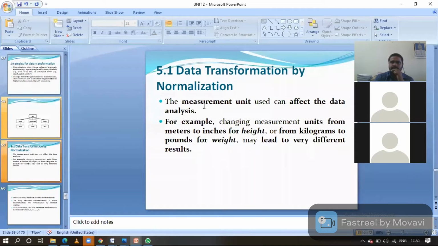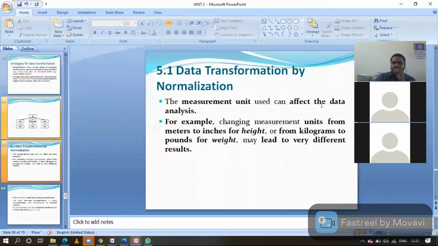Normally, guys, the measurement units affect the data analysis. Suppose in India we use kilograms, in the UK they use pounds, and in the USA they use another unit. Likewise for height, some use meters, some use inches. Obviously, data collected from those places will be in different units. For example, in India the weight will be in kilograms, and in the UK the weight will be in pounds, guys.